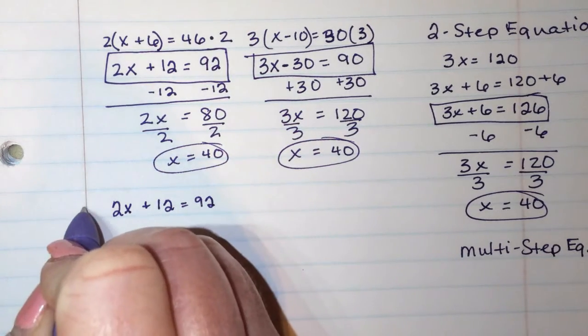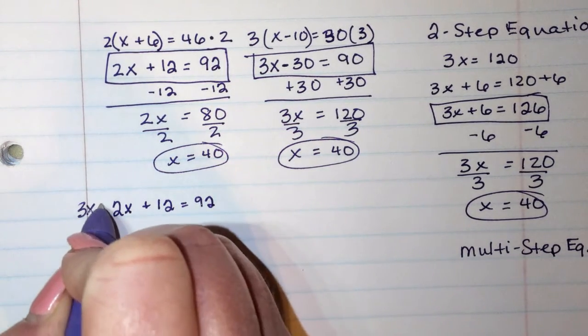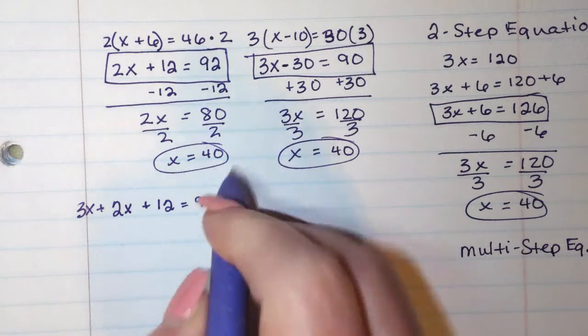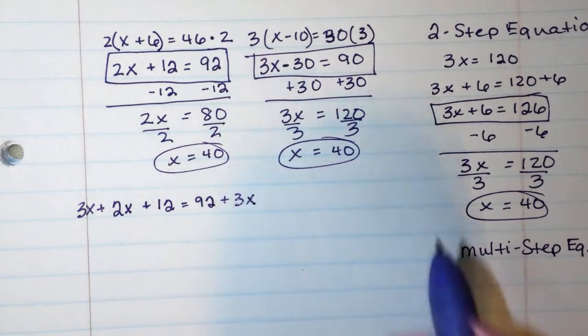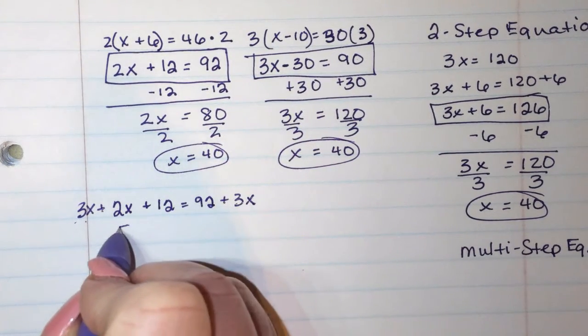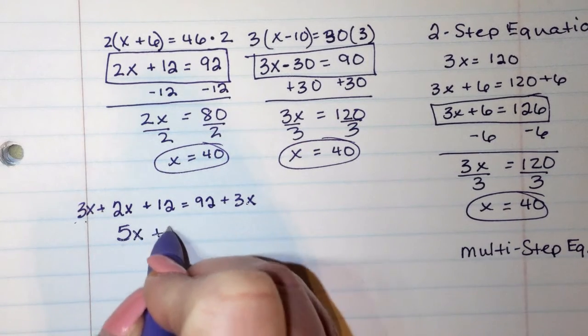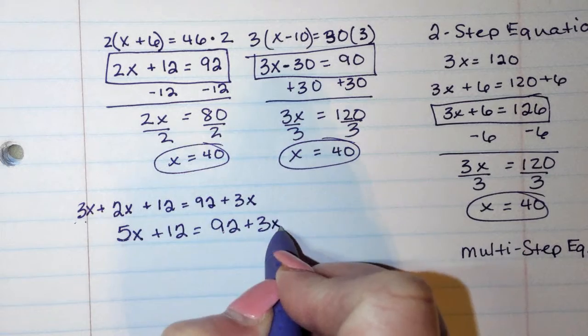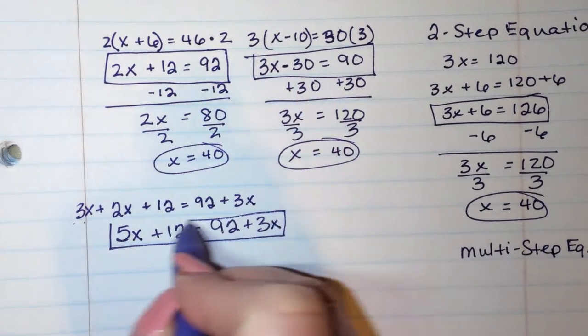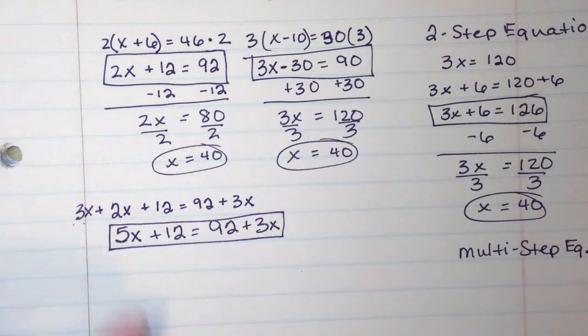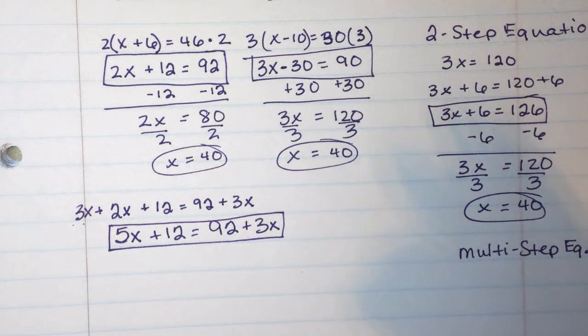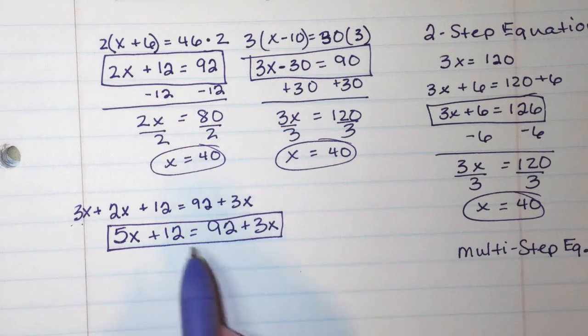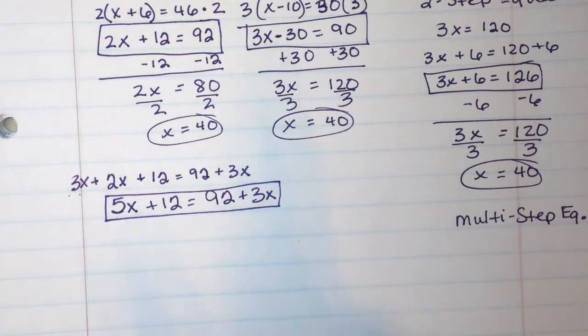So I could add 3x to this side. If I do it to this side, add 3x to this side. Now I'm going to go ahead and combine like terms to simplify. 5x plus 12 equals 92 plus 3x. There is my multi-step equation, equations with variables on both sides. Okay, so now to solve it, I'm going to move all of my x's to one side, all of my constants to the other.